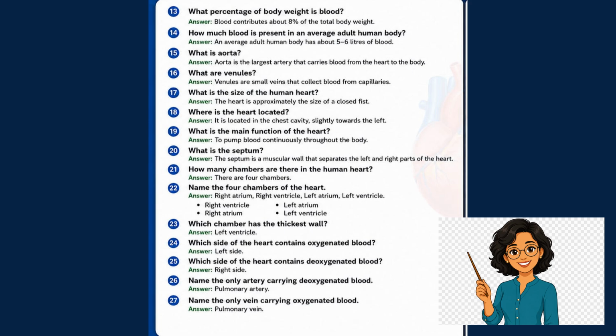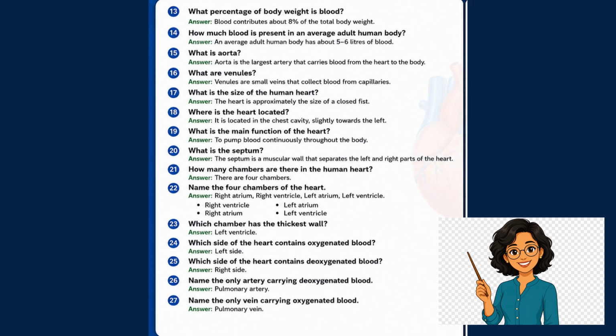Question 26. Name the only artery carrying deoxygenated blood. The answer is, pulmonary artery. Question 27. Name the only vein carrying oxygenated blood. The answer is, pulmonary vein.